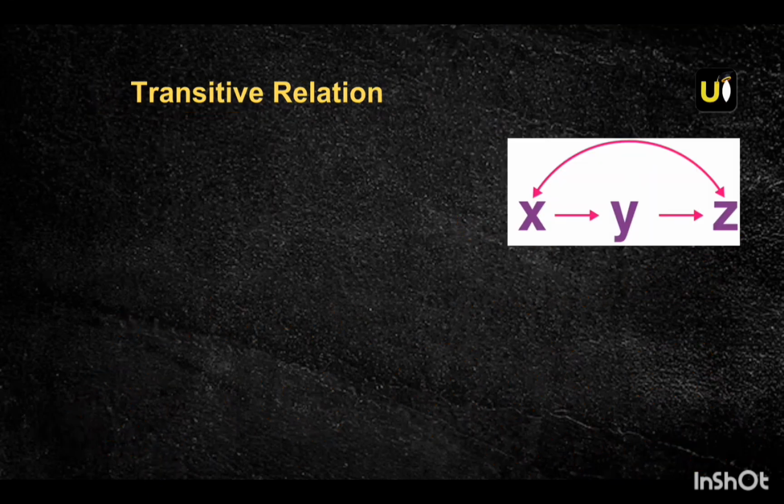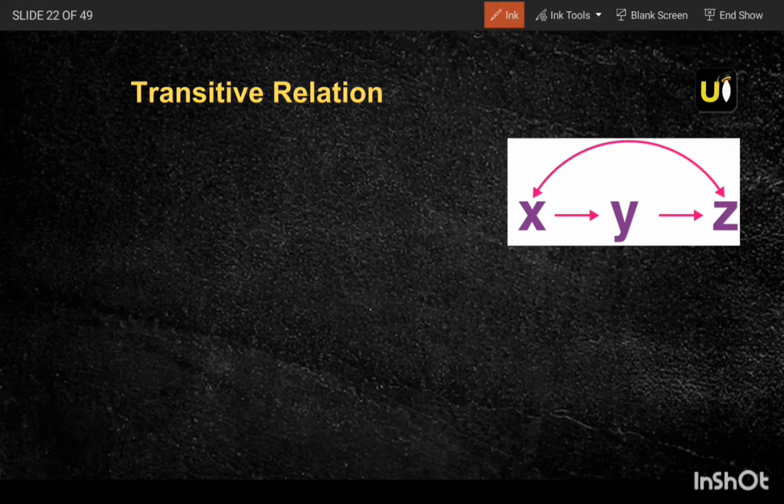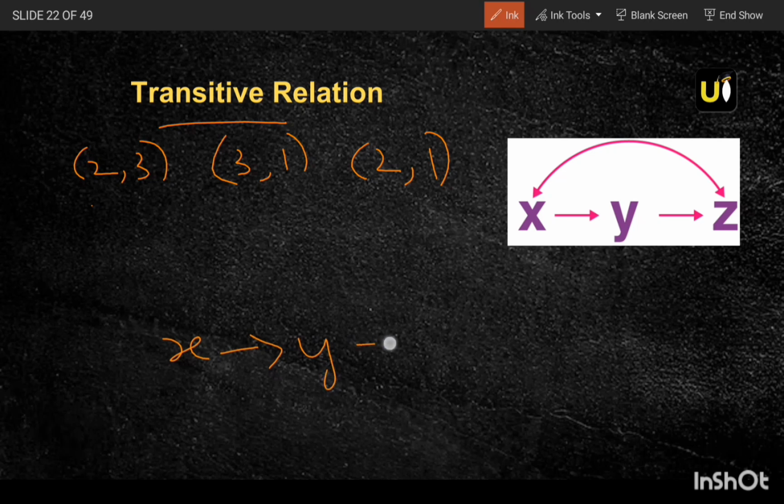Okay. Next, a transitive relation. What is a transitive relation? For example, in a relation set, one element is (2,3) and the other element is (3,1). Then if there is an element (2,1), then that is a transitive relation. Here it is given: x is related to y, y is related to z, then x and z are related. Okay, this is a transitive relation.